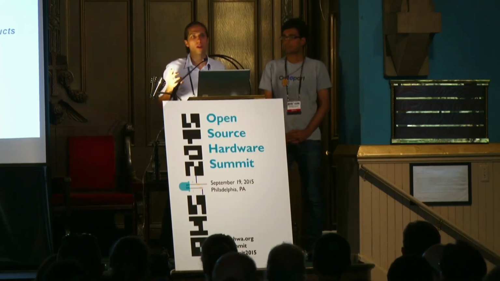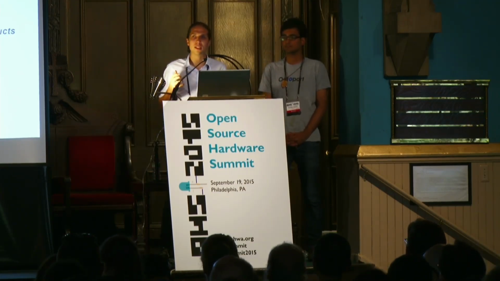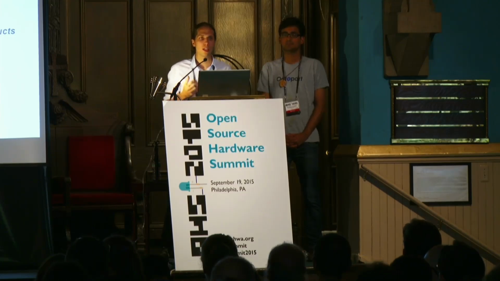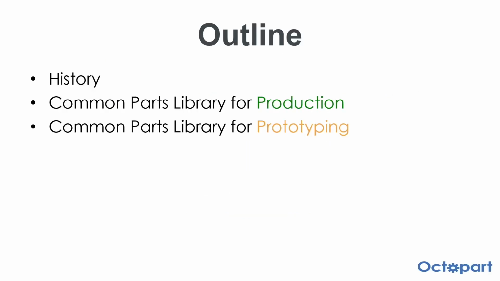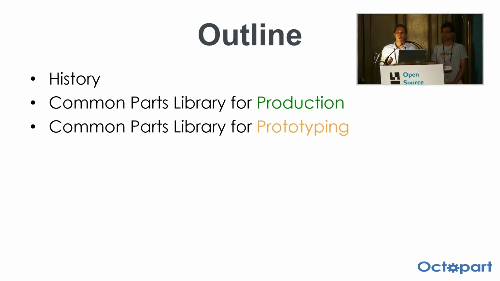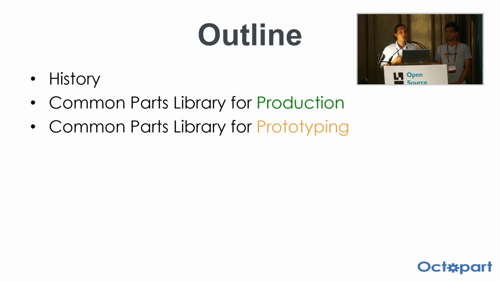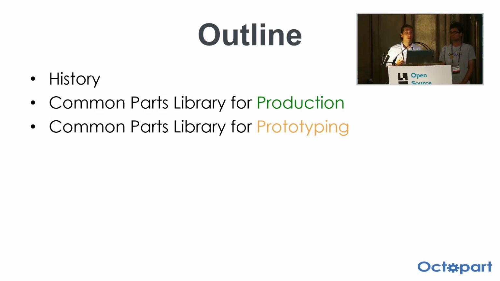So the Common Parts Library is a list of commonly used electronic components for connected device applications. And first, I want to talk a little bit about the history of the Common Parts Library, how it came about, what the inspiration was. We're going to talk about the Common Parts Library for production, and then Sanket's going to speak about the new Common Parts Library for prototyping.